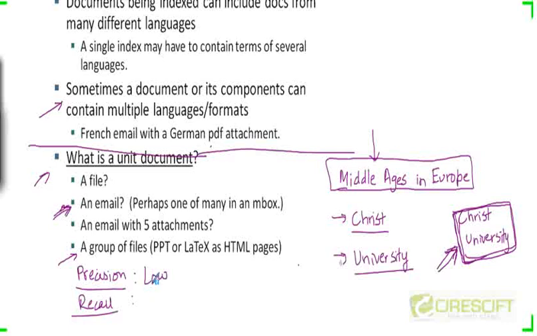right? The precision would be low because many of the documents that were retrieved were not relevant to your information need. Your information need was finding out information about this entity called Christ University, which is in Bangalore. But what you're getting in your results is a number of documents which mention Christ and university, but not referring to Christ University, but referring to university and Christ, two different and separate entities.